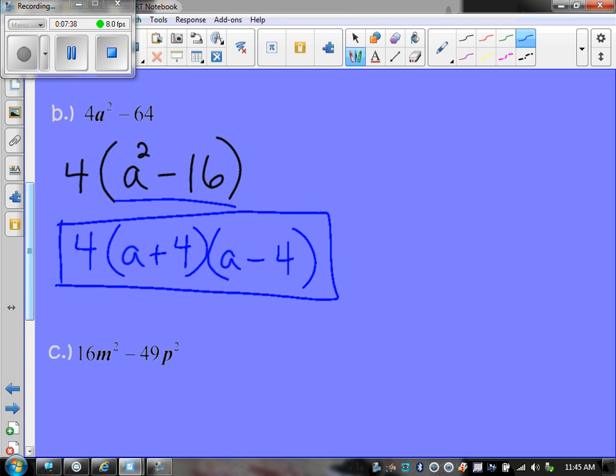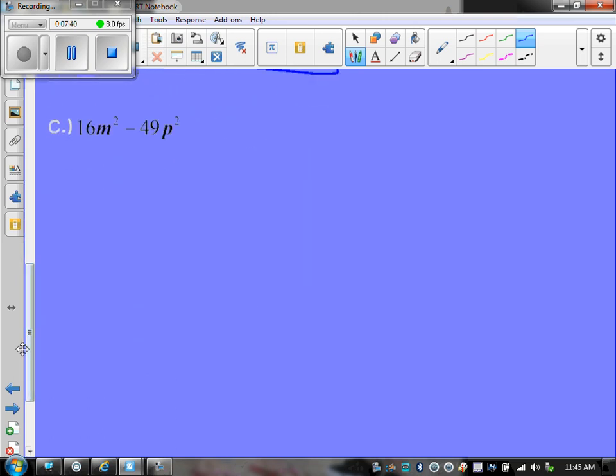Okay, let's keep going. Let's try another one. Look at this one. It's a little bit different. Is it in order? I guess. Kind of hard to tell, but it looks like it's in order. We got an m squared and a p squared. Is there a GCF? Is there a number I can take out of 16 and out of 49? I don't think there is, right? Can I take an m out of both of them? No, the second one doesn't have an m, so I can't take out an m. Can I take out a p from both of them? Nope. So it doesn't look like there is a GCF.